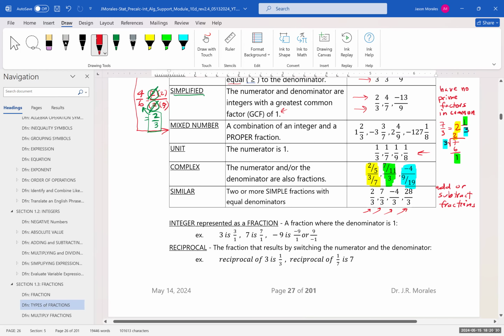Integers can be represented as fractions, a fraction where the denominator is 1. So for example, if we had the integer 3, we can rewrite it as 3/1. And this has some uses that we'll get into. The integer 7 can be written as 7 divided by 1. Or you can write the integer -9 as either -9 over +1 or +9 over -1.